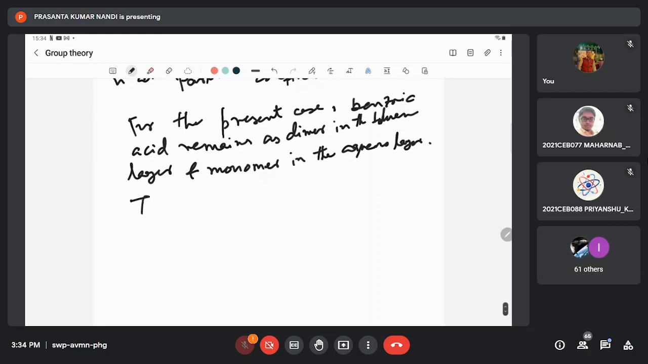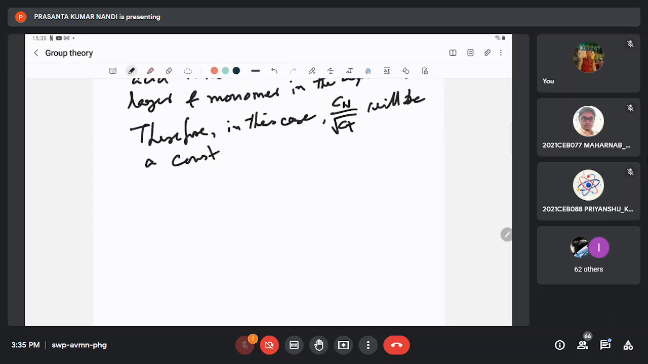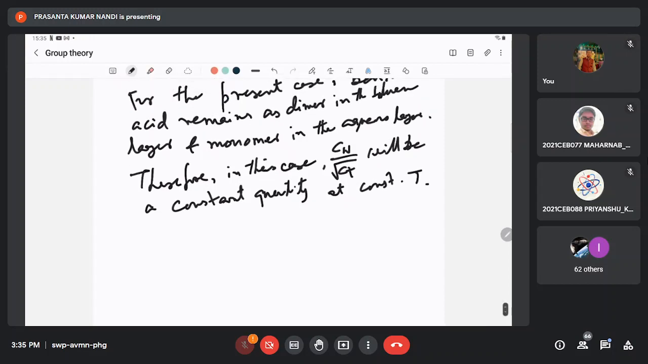Therefore, in this case, the ratio CW, the concentration of benzoic acid in water, by the square root of the concentration of benzoic acid in the toluene layer, CT, will be a constant quantity at constant temperature, right.